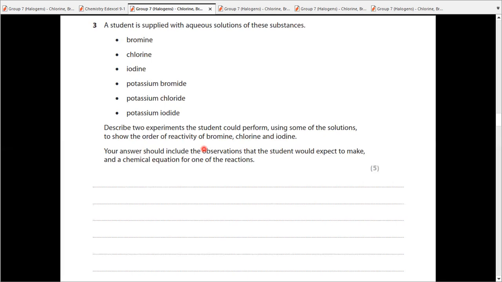But sir, what two experiments? Like two experiments the student could perform using the solutions. Two different reactions. The ones we were just talking about, which one is more reactive than which one, so which two solutions you can mix. You have the same experiments written in the book as well. There are actually three in the book in total. You're just supposed to perform any two of them.